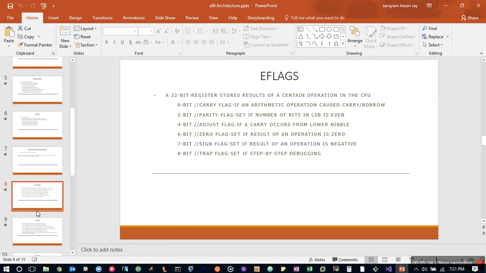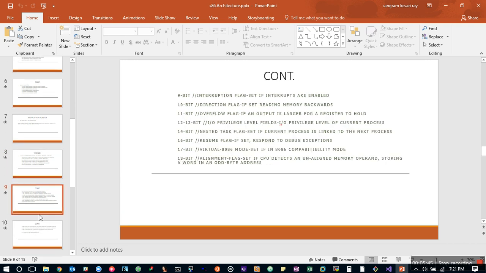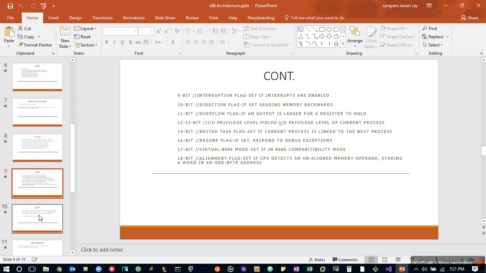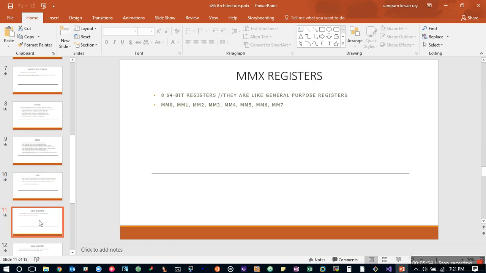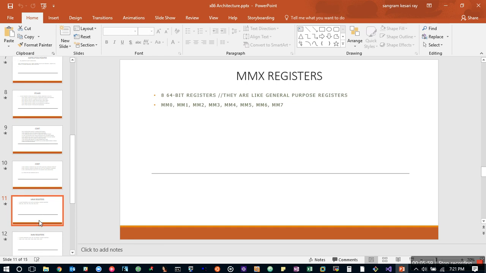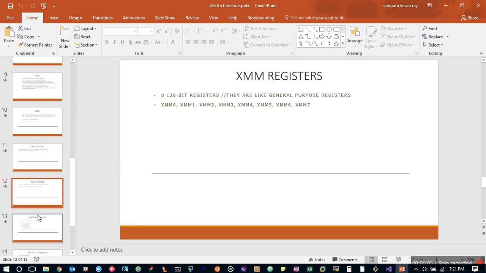There we have the EFLAGS register. Each time an instruction is executed, the information about what happened after that is stored in the EFLAGS register. There are so many flags, and you could pause the video and go through them. I have put little notes around that for the same reason. There are more registers, MMX registers, which could be used for graphics computing and floating point, so high precision mathematics. There are XMM registers as well.